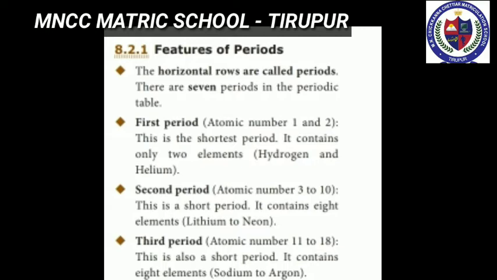Next, the second period, with atomic numbers 3 to 10. This is also a short period. It contains 8 elements, for example lithium to neon. Next, the third period, with atomic numbers 11 to 18. It is also a short period. It contains 8 elements too, for example sodium to argon.